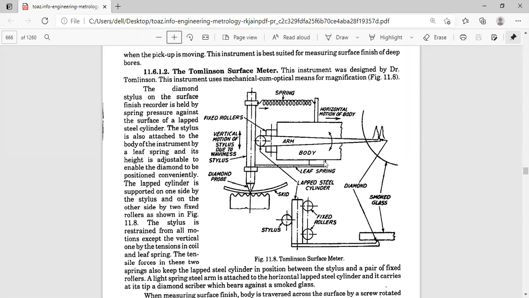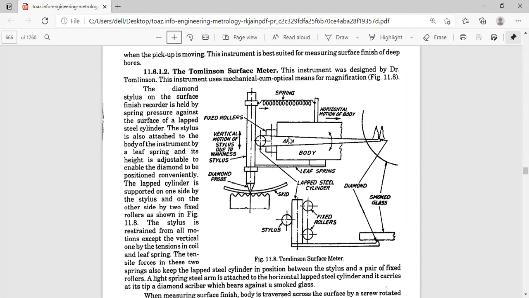So here in this particular instrument, we have two types. One is the coil spring and one is the leaf spring. So the lapped steel cylinder here will be supported on one side by the stylus, this is the stylus, a probe, and on the other side by two fixed rollers. We have one here at the top and one here.